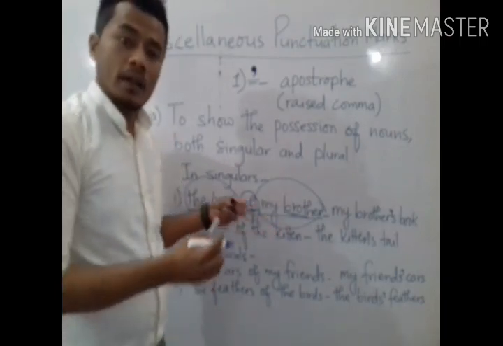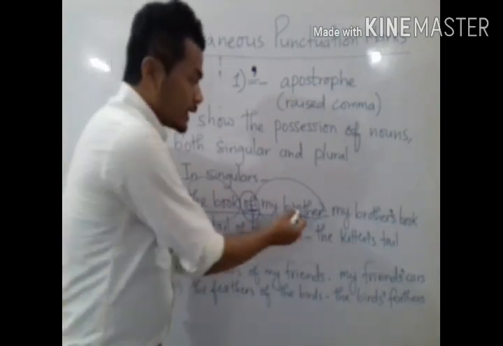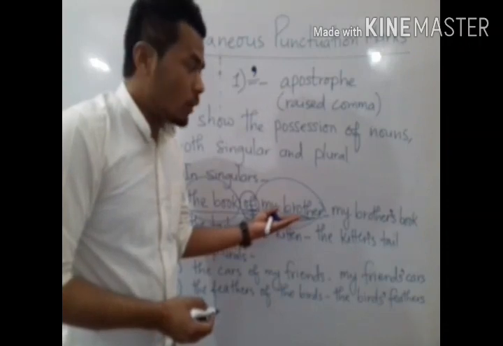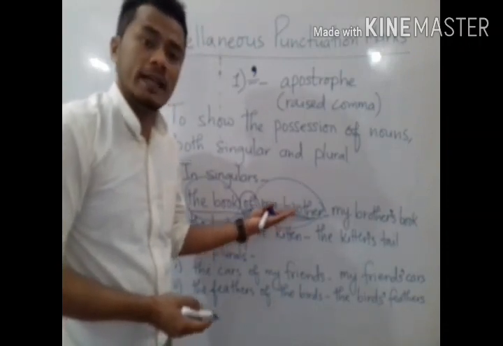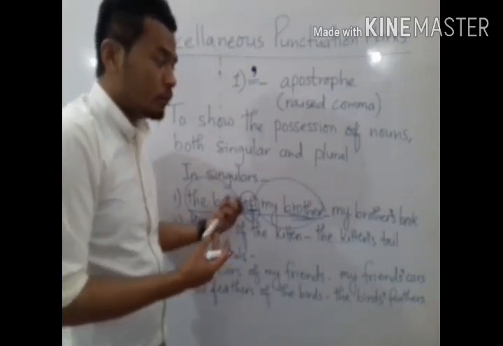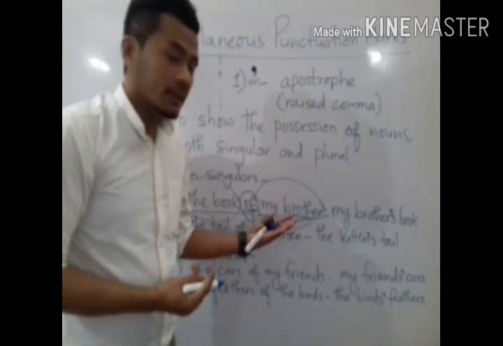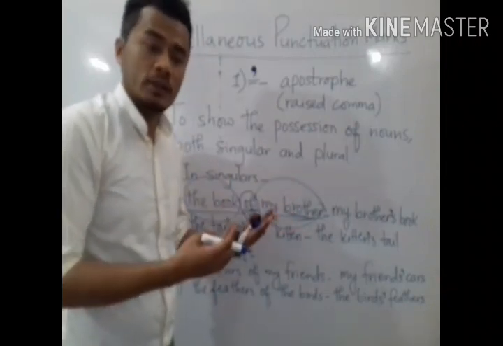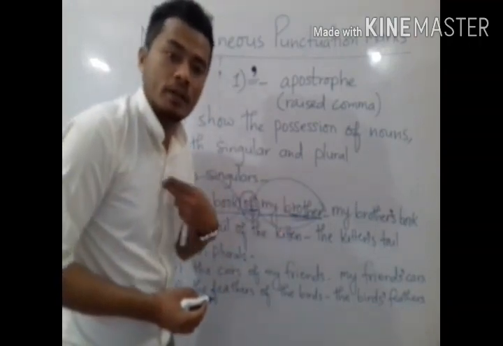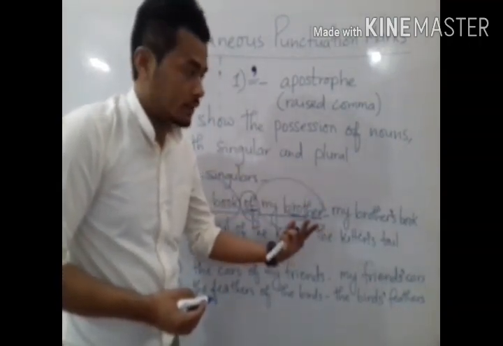Let us see, the book of my brother. That means the book belongs to my brother. So here, to show that my brother possesses the book, I have to put apostrophe after the noun that is possessing something. So here the noun that is possessing something is brother, that means my brother. So I have to put apostrophe after my brother.